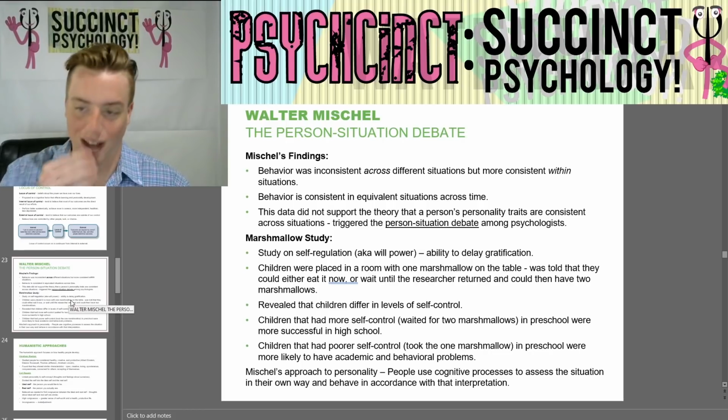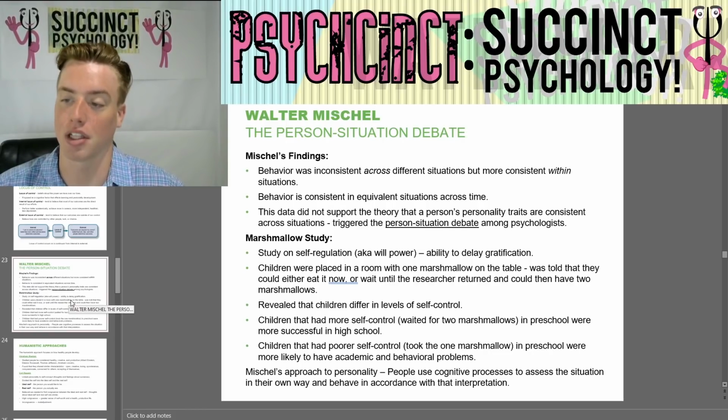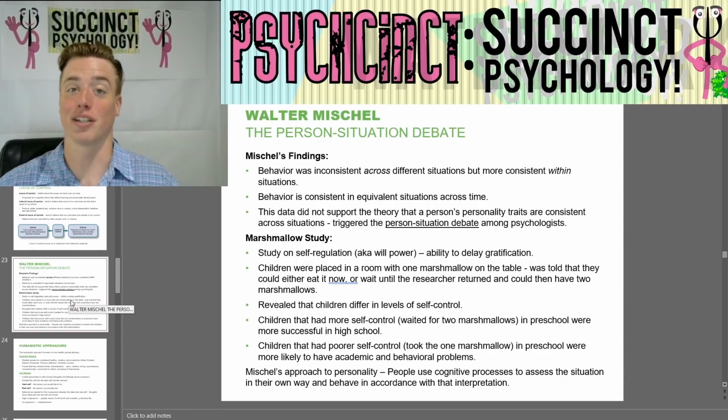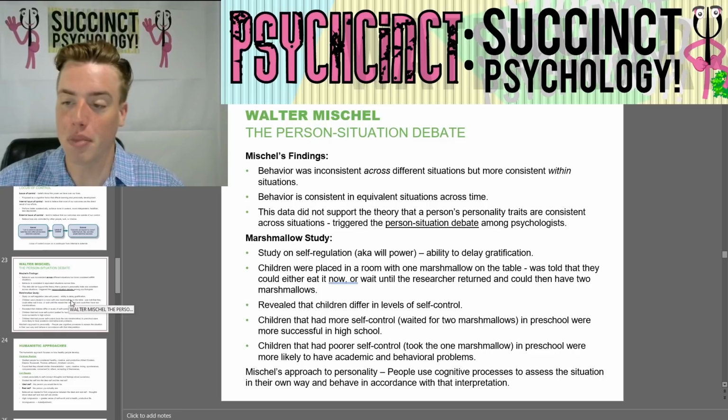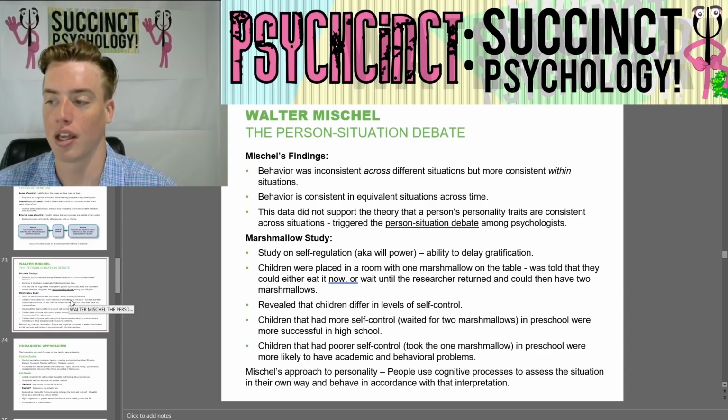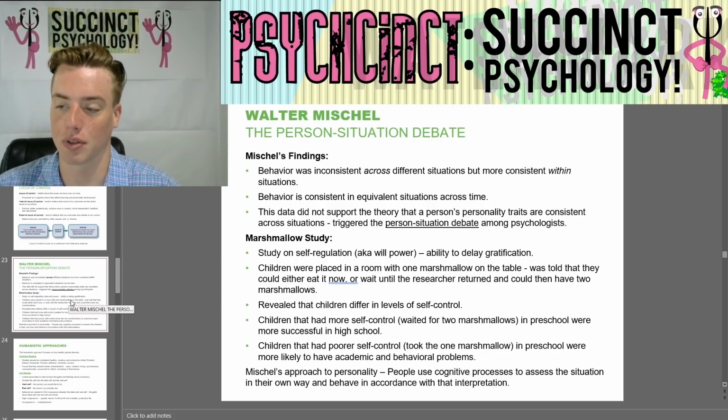Now, the marshmallow study was a study on self-regulation, aka willpower, or the ability to delay gratification. So children, and I remember in multiple psychology courses seeing this video, it's pretty funny. You can find it on YouTube if you would like. But anyways, children were placed in a room with one marshmallow on the table, and they were told that they could either eat it now or wait until the researcher returned, and then they could have 2 marshmallows instead of 1. They revealed that children differ in levels of self-control.